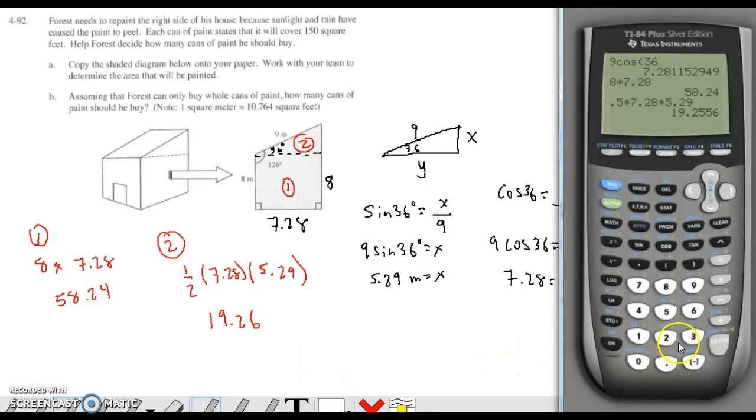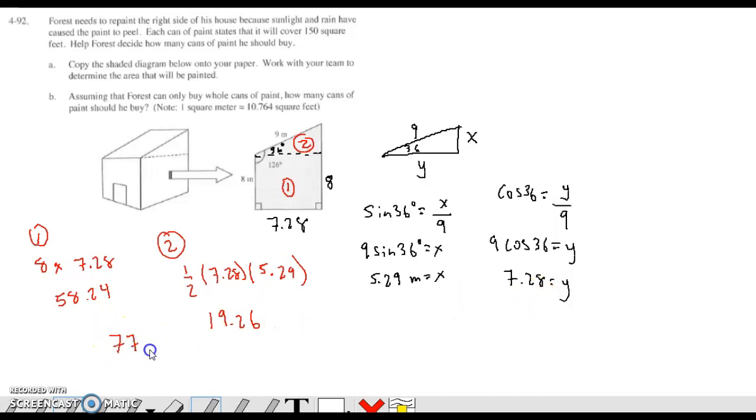So if I add the 2 areas together, 19.26 plus 58.24 gives me about 77.5 square meters. So 77.5 meters squared. So that is my answer for A.